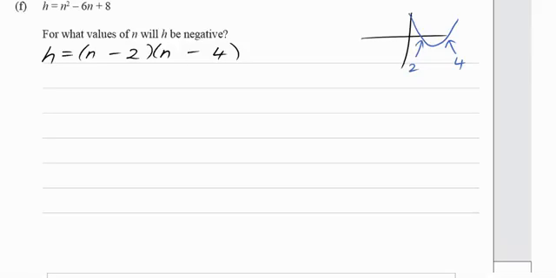And if you just look at that graph, and especially where it dips below the x-axis, all of this bit here is under the x-axis, and that's actually where it's negative. And so what we can say here is that the values where h will be negative is when n is bigger than 2 but also smaller than 4. And that's all that we need to write for this question after we've factorised it.